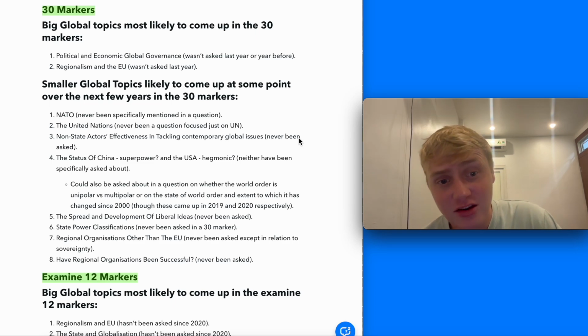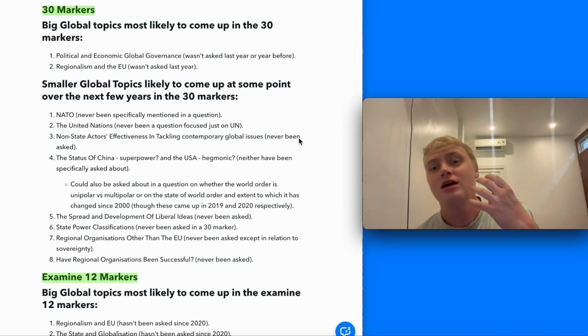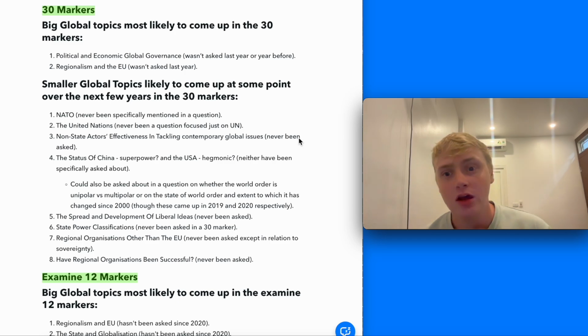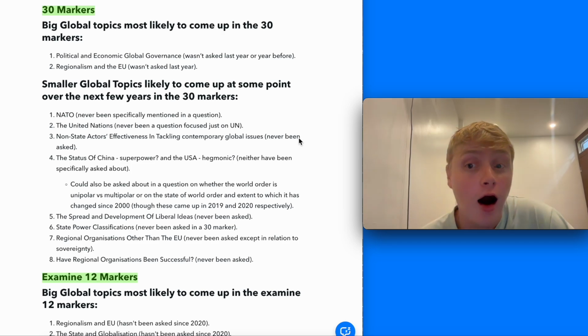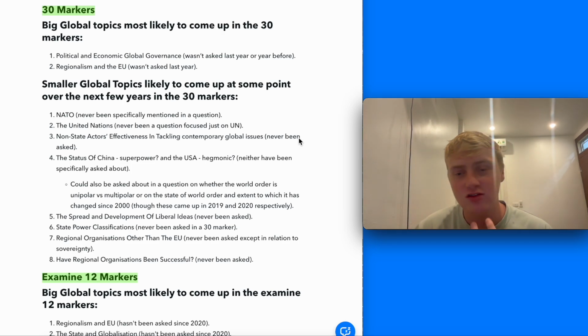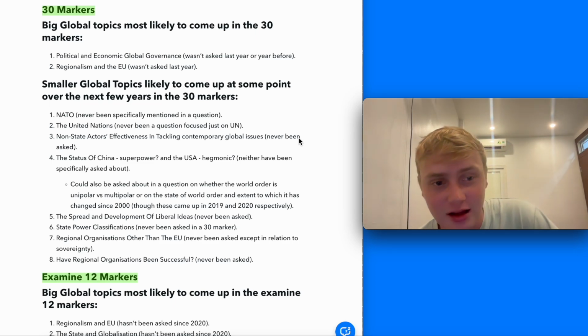State power classifications has never been asked about in a 30 marker, so that's about democratic states, semi-democratic states, failed states, rogue states, autocratic states, and their impact on the global order. So you could get something on, for example, evaluate the view that autocratic states aren't the biggest threat to stability in the global order. Something like that, of course. So lots of different question phrasings you get asked about in relation to that as well.